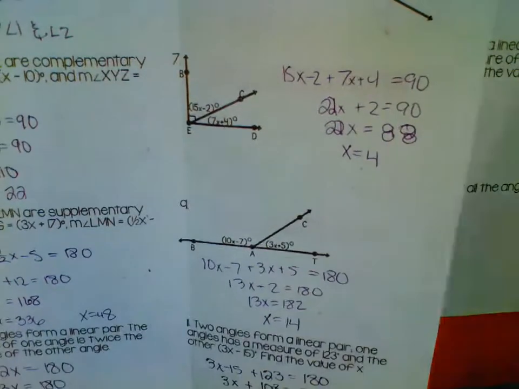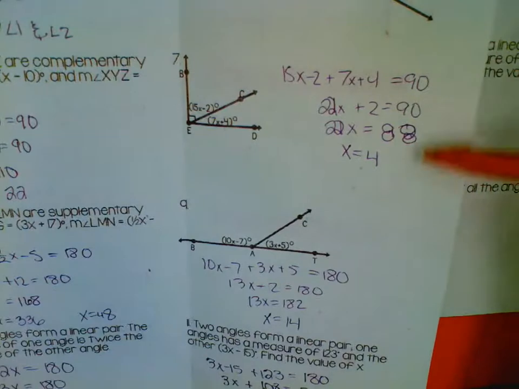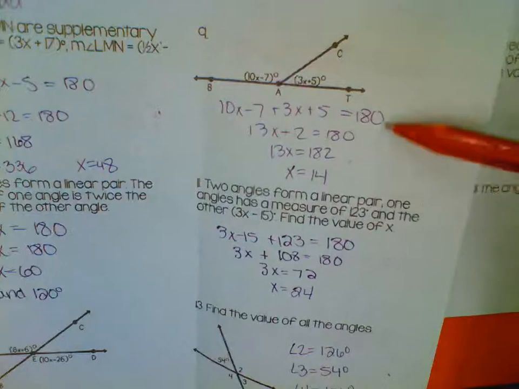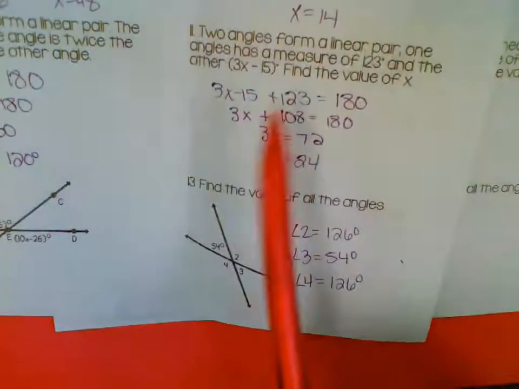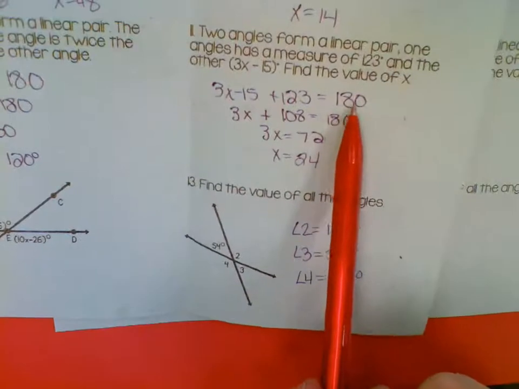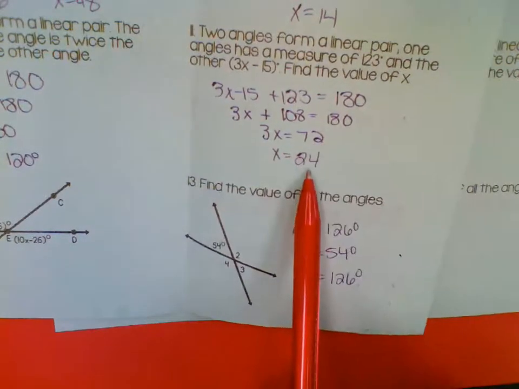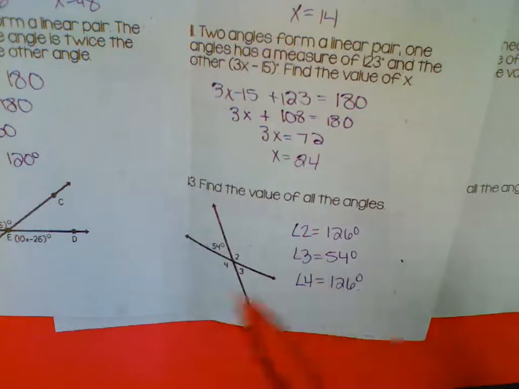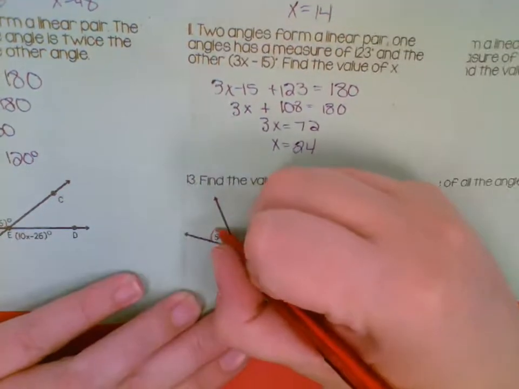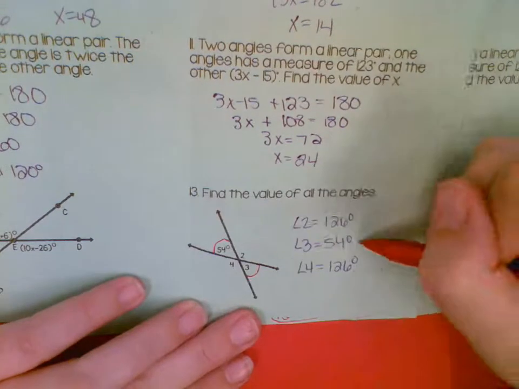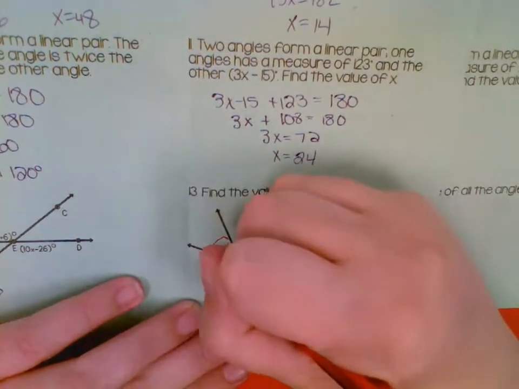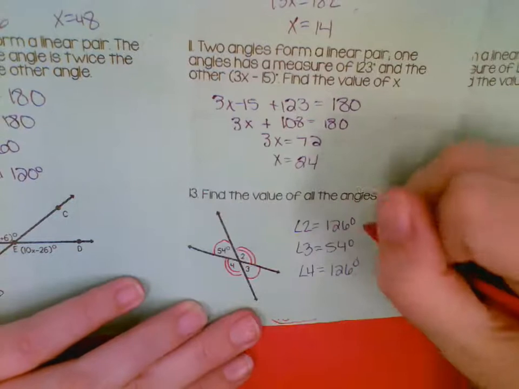Okay, here we go. So for 7, we made them equal 90. And we got 4. For number 9, we added them together to equal 180. And we got 14. 11, I said we had a linear pair, so that meant they were equal to 180. 24. For 13, remember we have those opposite angles are vertical, so that means they're congruent. So 3 is 54.